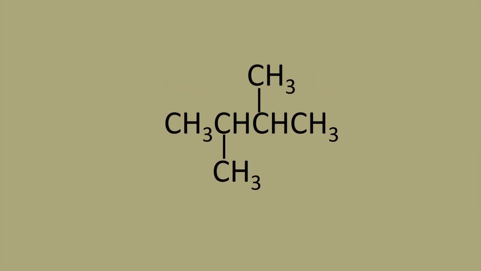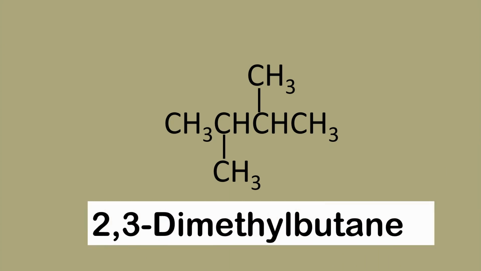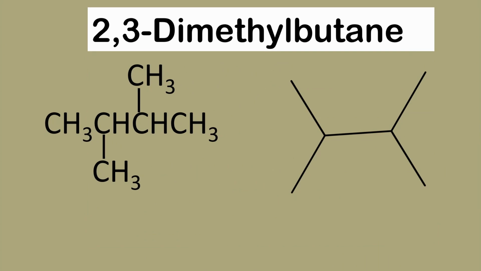Let's change the position of the methyl group. In this case, we form 2,3-dimethylbutane. Always remember to put a dash, call it a hyphen, between a figure and a letter, and commas between figures. Using the zigzag notation, we can also represent this molecule like this. And this is usually for simplicity, also to save time.